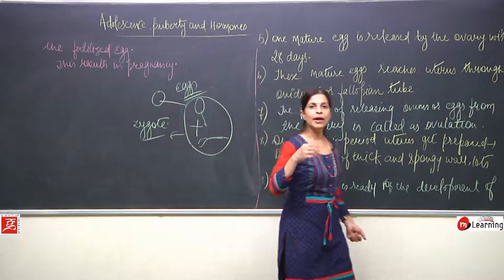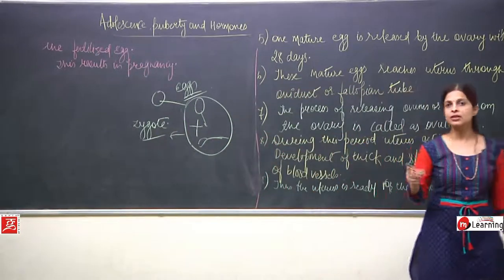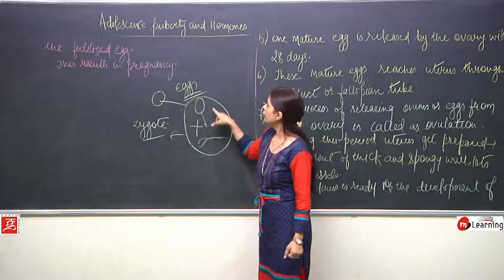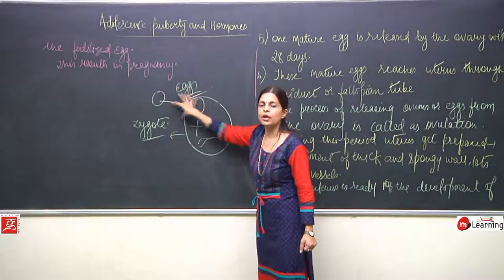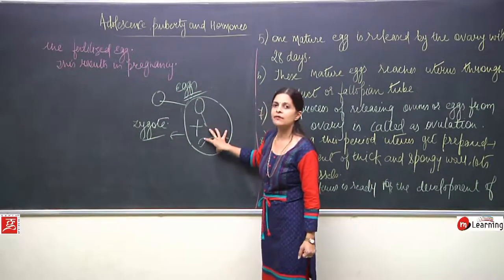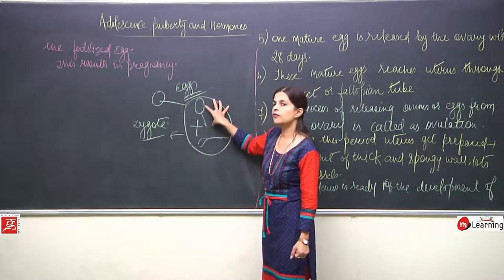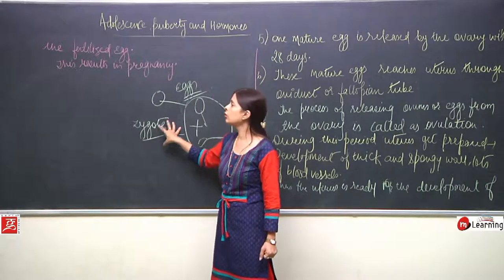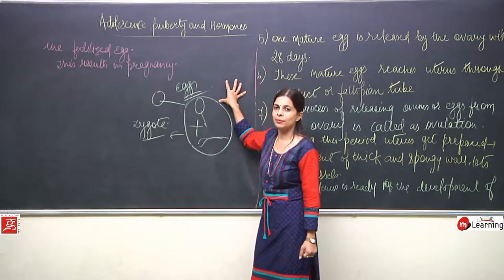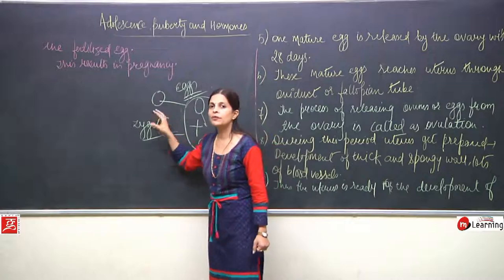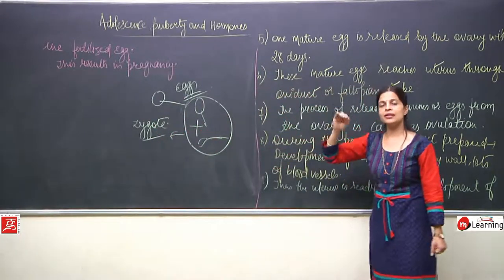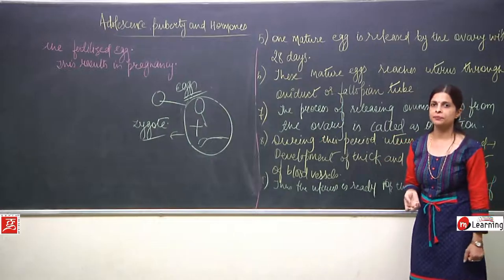Now, why is the uterus wall getting developed? Because two conditions are there. In one, if the egg, the ovum, comes in contact with the sperm, it will get fertilized and a zygote will be formed. For the further development of the zygote, the uterus wall gets developed so that the zygote will be implanted, fixed in the wall of the uterus, and then the further development will take place.